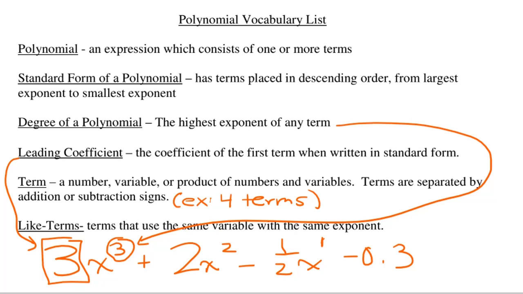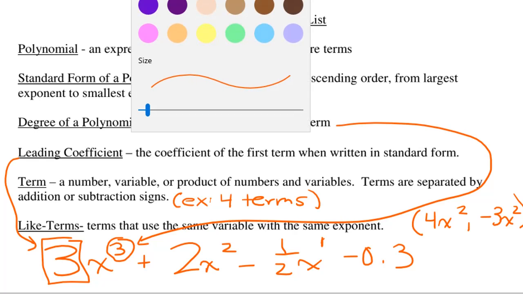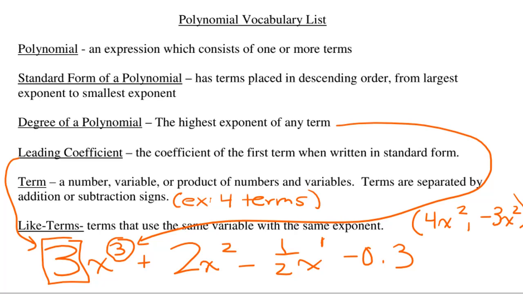And we have also talked about like terms very similarly to how we talked about like radicals. Like terms have the same variable and the same exponent. And in this case, there are none. But if I had an example such as 4x squared and negative 3x squared, those would be like terms because the variable, the x, and the exponent squared are exactly the same. So it doesn't matter about the coefficient, but it matters that they have the same variable and the same exponent. So I'm going to just circle those real quick so you can see what I'm talking about. Same variable and the same exponent, like terms.